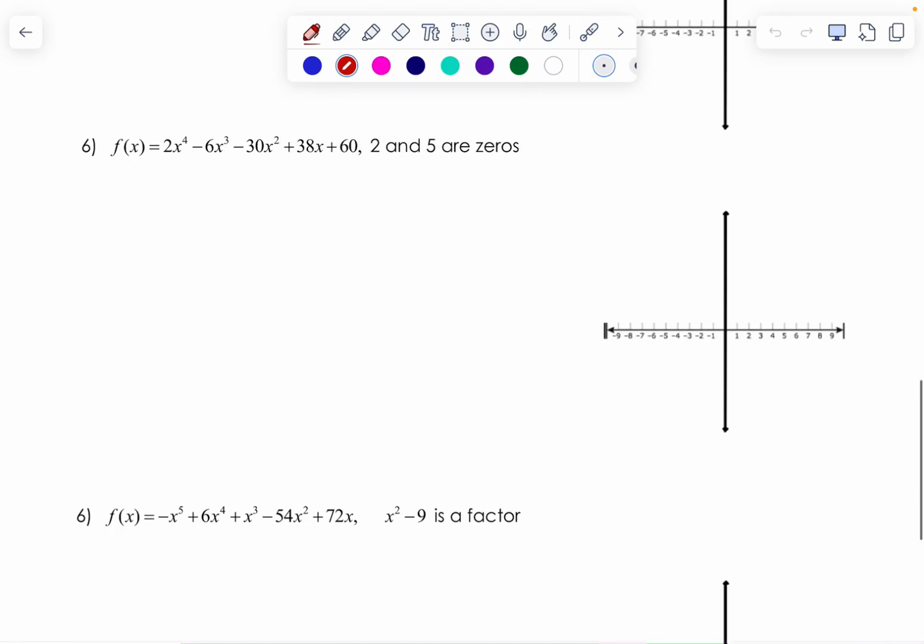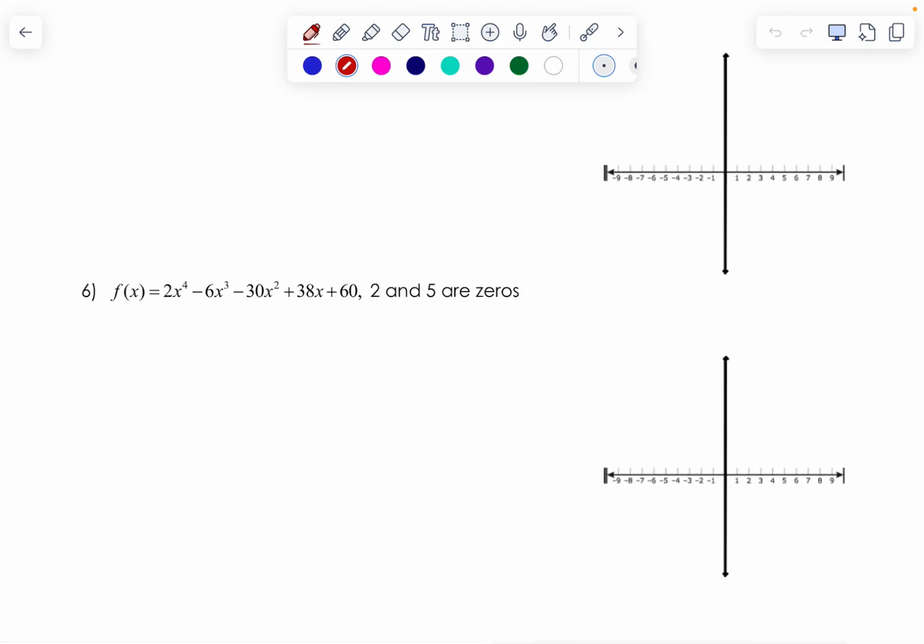Okay, but look at all these other ones. The other number 6, 2 and 5 are zeros. How are you going to break that down? Synthetic by 2, synthetic by 5. Now you're at a quadratic. Okay, you can factor.